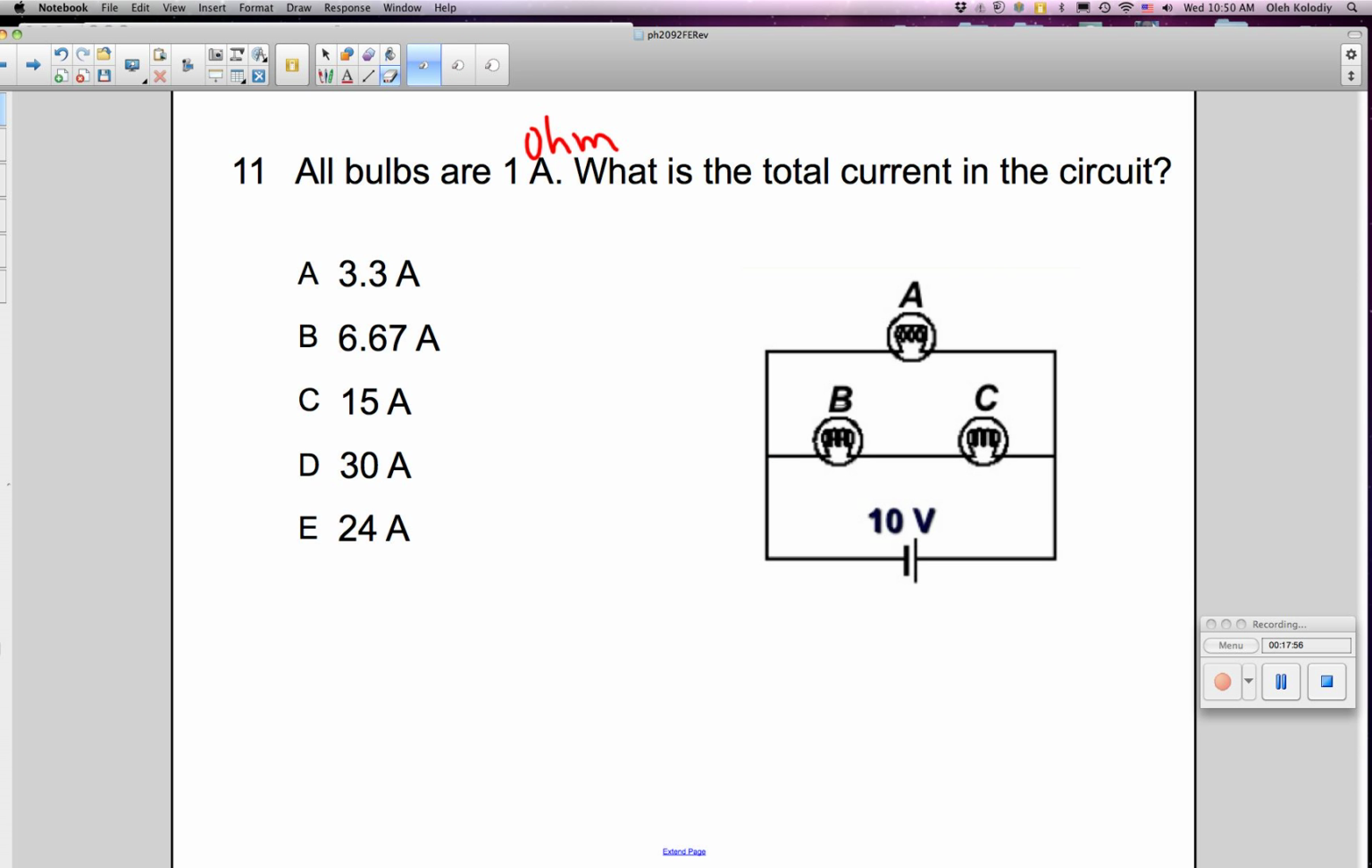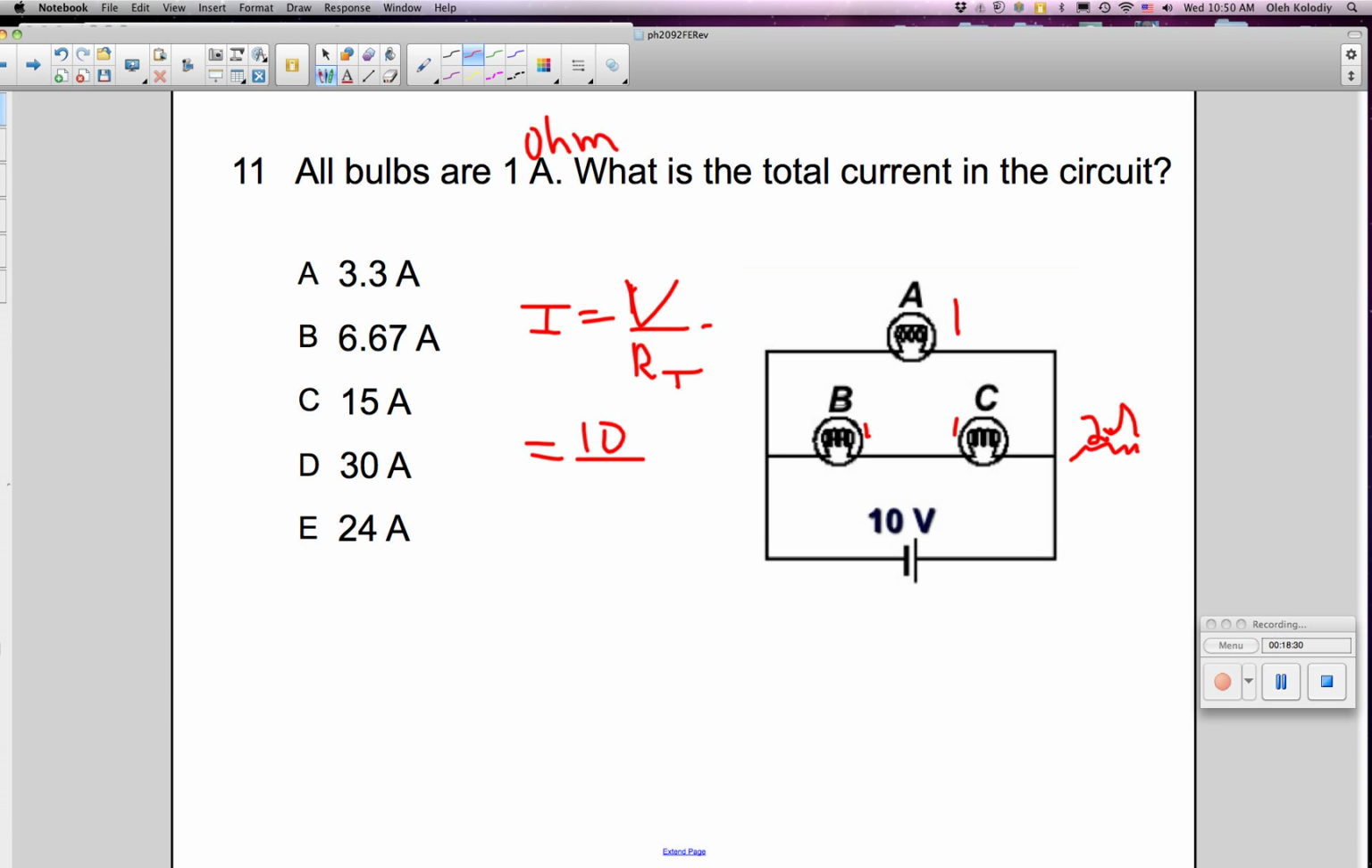Let's calculate the total current. The total current is going to equal the total voltage divided by the total resistance. The total voltage is 10 volts. That's easy. Okay, but what's the total resistance? Well, these two are in series, so they add up to 1 resistor of 2 ohms. This one here is 1 ohm.